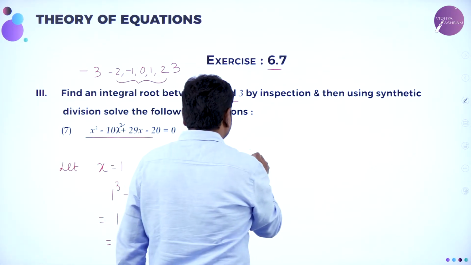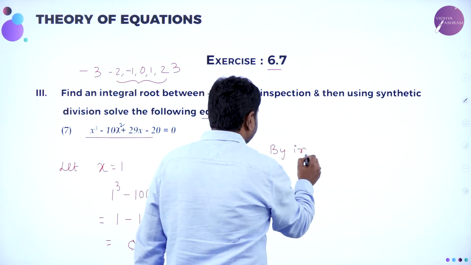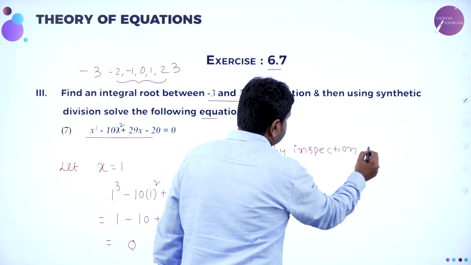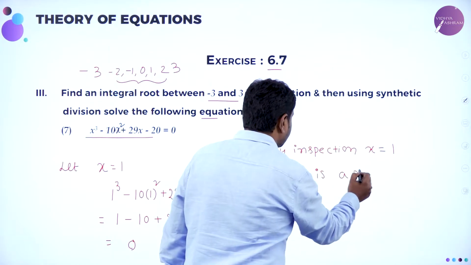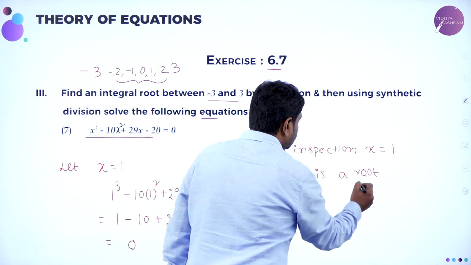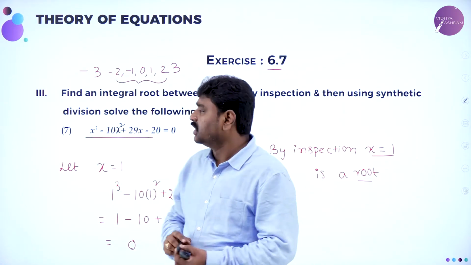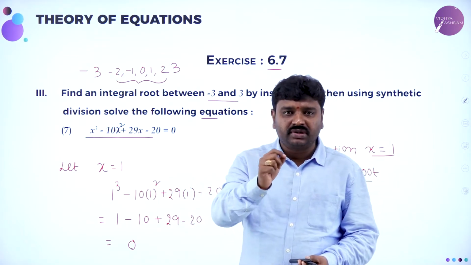Therefore, write the conclusion. Therefore, by inspection, x is equal to 1 is a root. So, one root you got. What is the first root you got? 1. And what you have done? You have inspected. What is meant by inspection? Take the LHS of the equation, substitute the value of x.